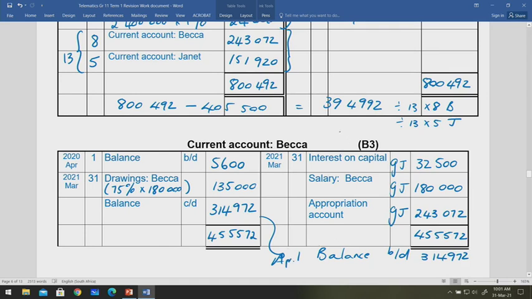So if we look at this, the current account of Becca, at the beginning, she had a debit balance. In other words, she withdrew 5,600 Rand more from the previous year's amount that was granted to her. That's why it had a debit balance. At the end of this year, she has a credit balance of 314,000. So she's taking much less of what is granted to her out of the partnerships.